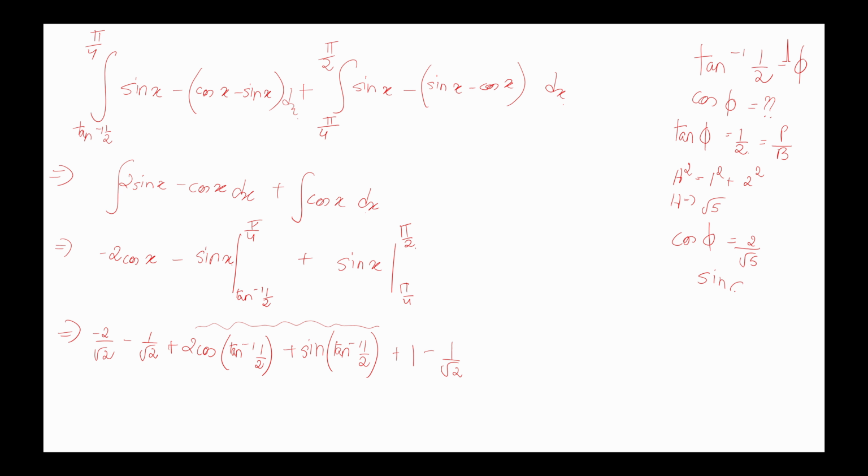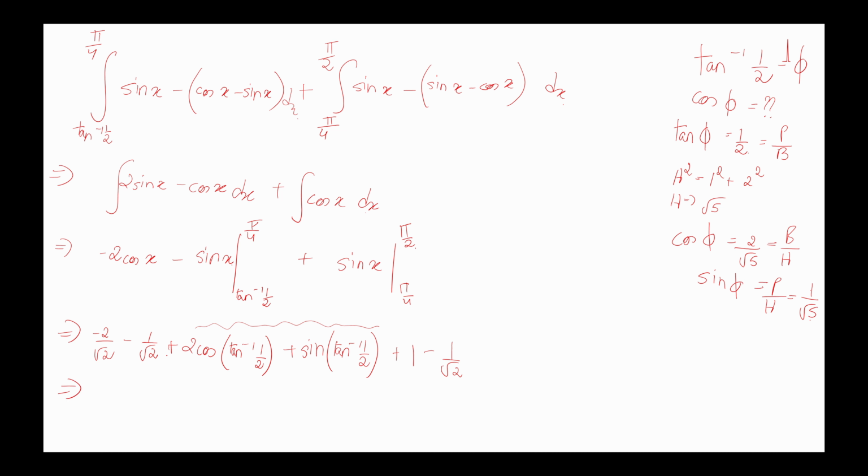And my sin phi would be perpendicular by hypotenuse, which can be written as 1 by root 5. So we found out these values as well. Sine of tan inverse half is nothing but sin phi, and we found out sin phi. So let us put down all these values.